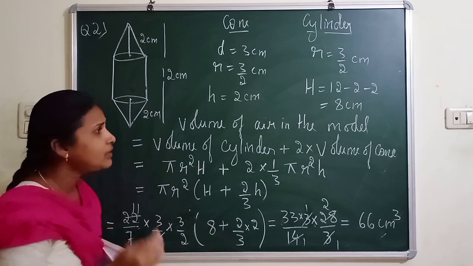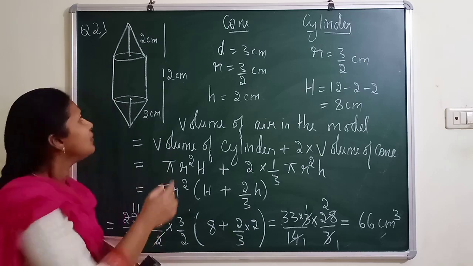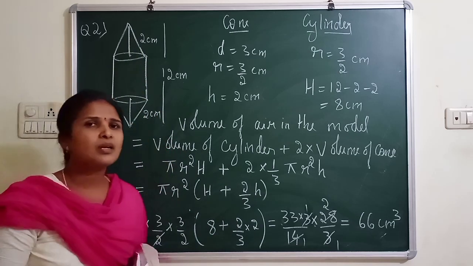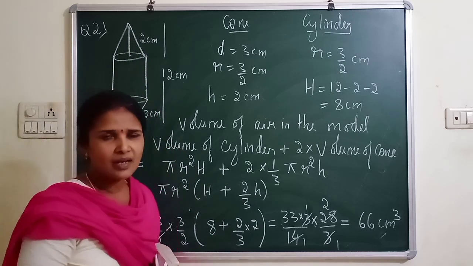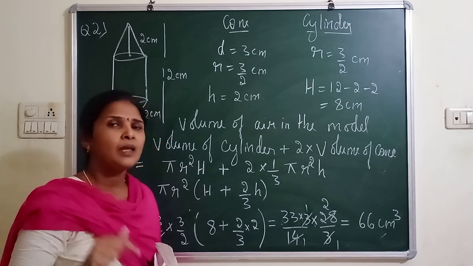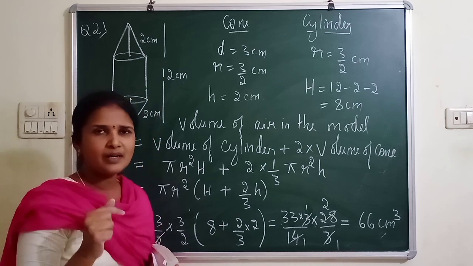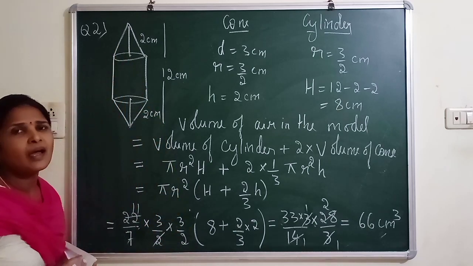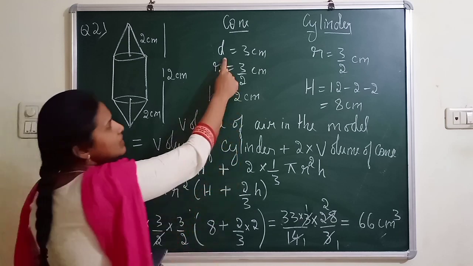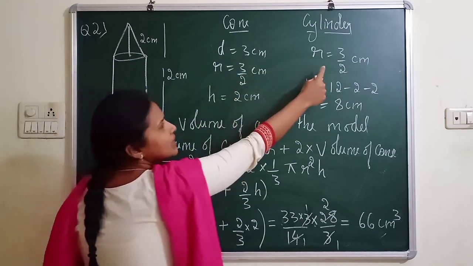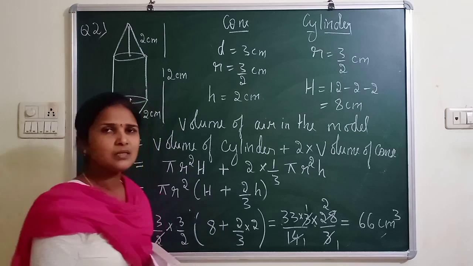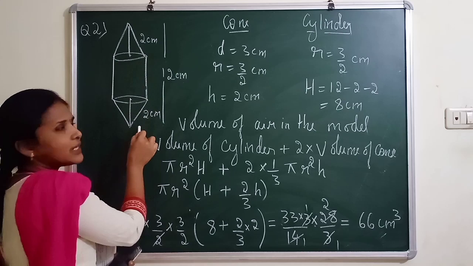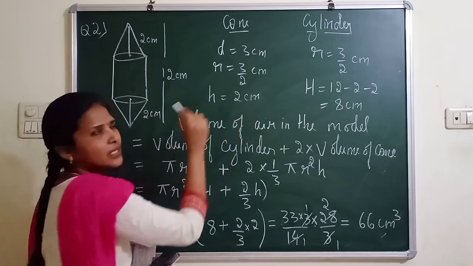So to find the volume of air in the model, we have to find the volume of one cylinder plus the volume of two cones. Now just recall, to find the volume of a cylinder I need radius and height. And to find the volume of a cone also I need radius and height. So here the radius of both cone and cylinder is the same. So diameter is 3, radius is 3 by 2. For the cylinder also the radius remains the same, that is 3 by 2. Then what about height? The height of the cone is given as 2 centimeter.